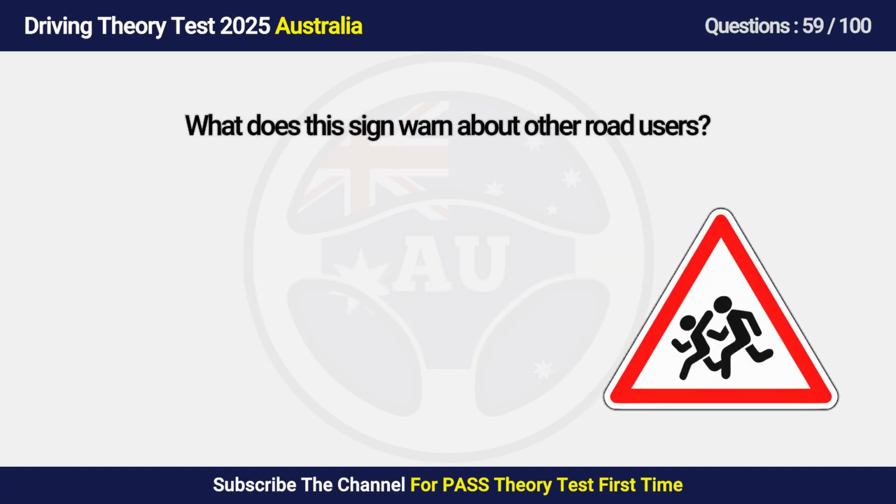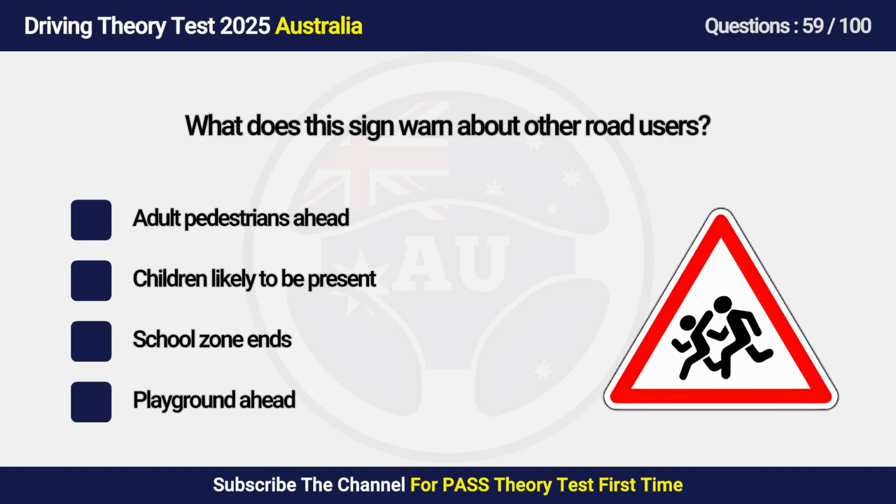Question 59. What does this sign warn about other road users? A. Adult pedestrians ahead. B. Children likely to be present. C. School zone ends. D. Playground ahead.